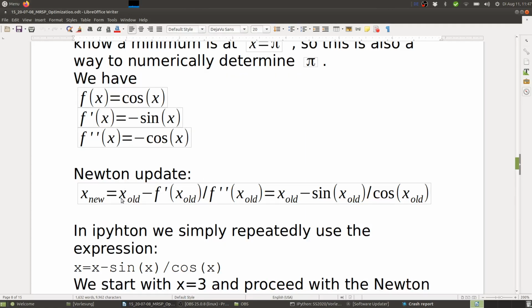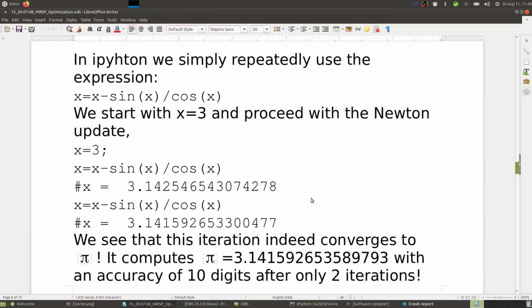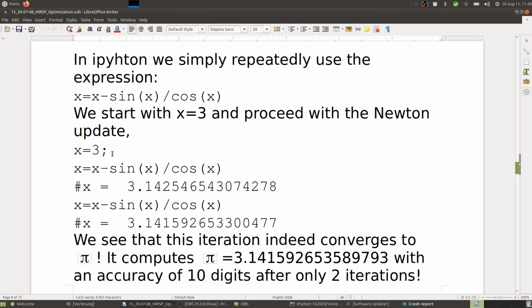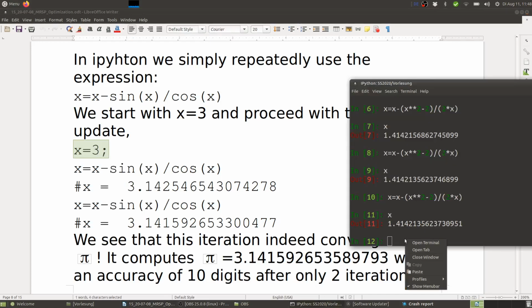And this is then our iteration now for finding the minimum. Here we have first derivative divided by second derivative, which is sine divided by cosine. The two negative signs cancel, so we still have the minus sign here in the beginning. And that's it. Right? So this is our expression that we need to repeatedly evaluate, and here we can start at x equals 3, right? Just some convenient starting point. That's our guess for pi, right?